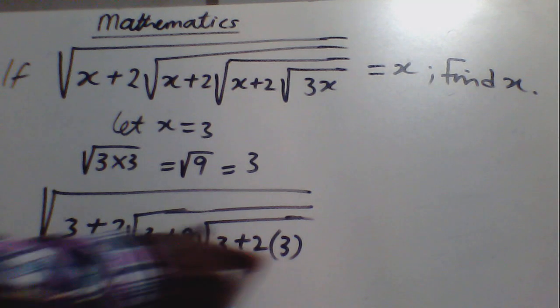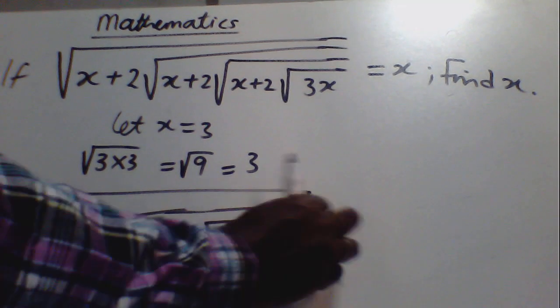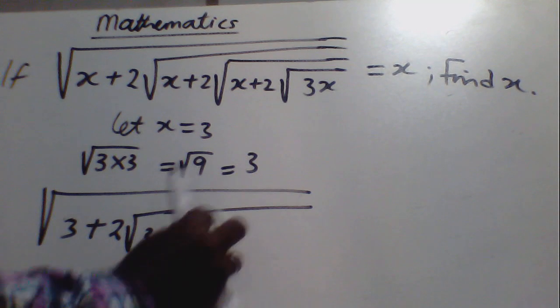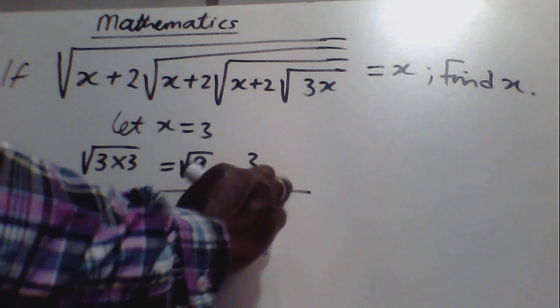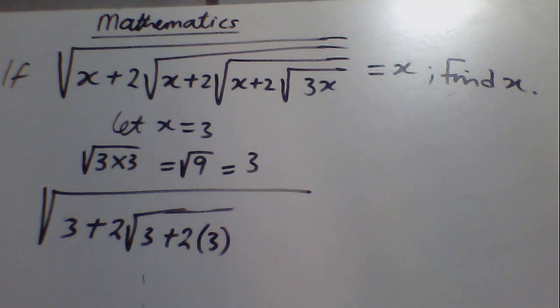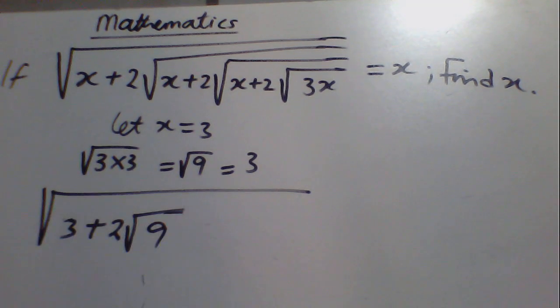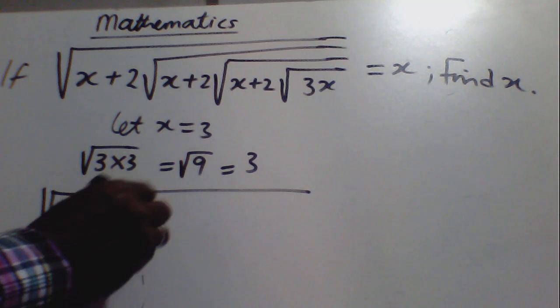Alright, so from here you have 2 times 3, which gives us 6, plus 3, which gives us 9. So all of this will give us the square root of 9. Already we have found that the square root of 9 is 3, so we remove this and put 3. So this long line will reduce. Then 2 times 3 gives us 6, plus 3 gives us 9, so we remove this and put 9. And we know that the square root of 9 is 3, so we remove this and put 3.